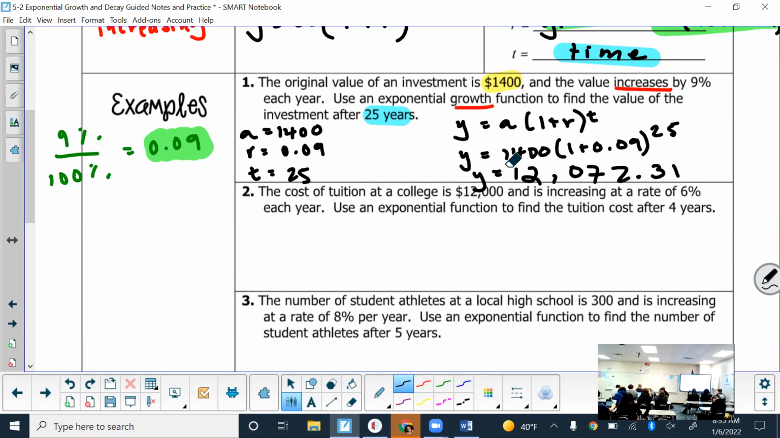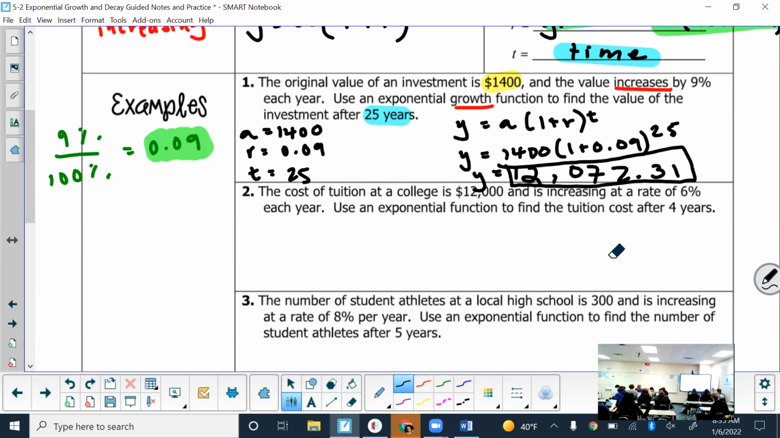All right, but this is how much that investment is worth after 25 years. So originally they put in $1,400 and they just kind of let it grow till about $12,000. So a good investment, even though that 25 years is a long time. All right, now let's look at one that isn't necessarily about money, and then I'll have you try one yourself.